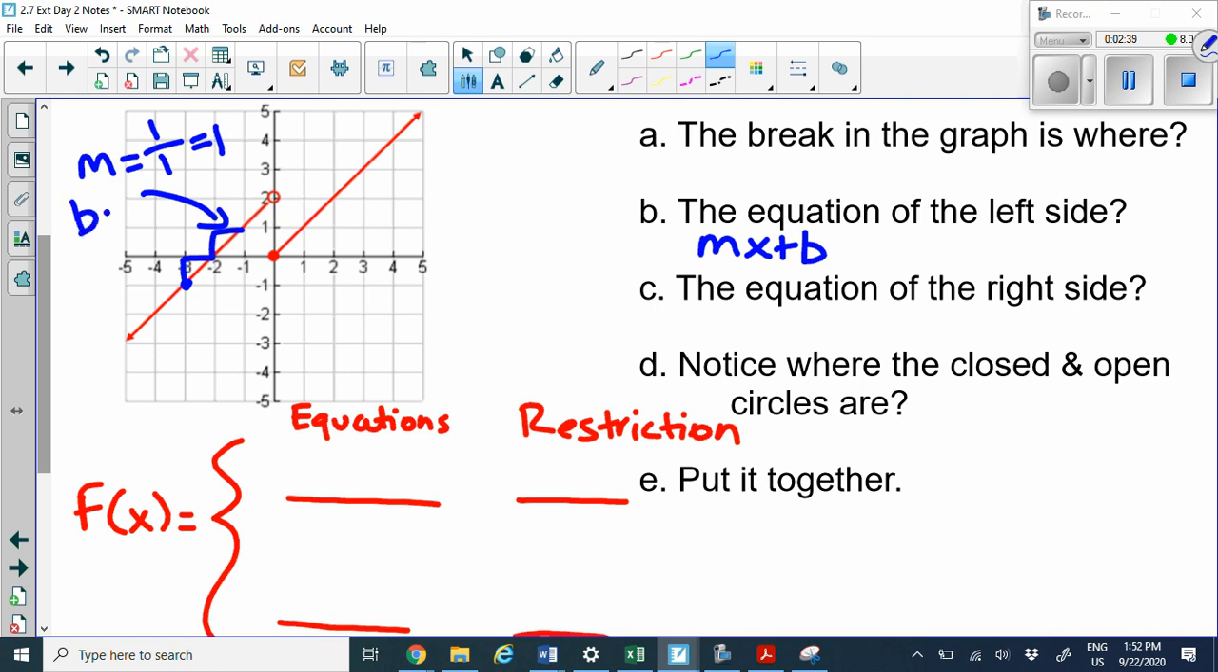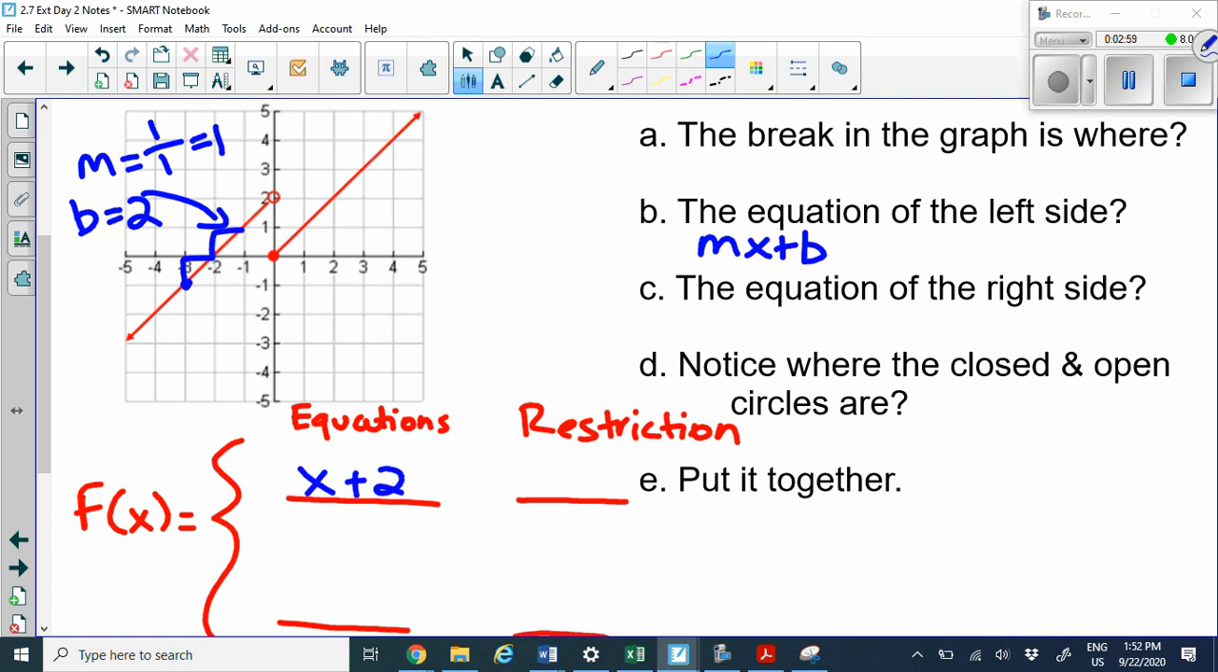Now the nice part here is that our graph does cross the y-axis, so we can figure out our y-intercept. Here, we can see that our point is at 2, so b is going to equal 2. So now I write that equation. I have 1x, or you can just do x plus 2. And that's it for that one.